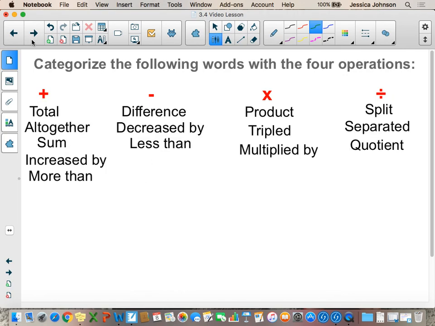All right, here's where you should have put each word. We're going to be using these words in our problems today, so it's really important that you understand which word means which operation. One I want to really make sure you're keeping in mind is, remember, sum, difference, product, and quotient all mean the answer to that operation.